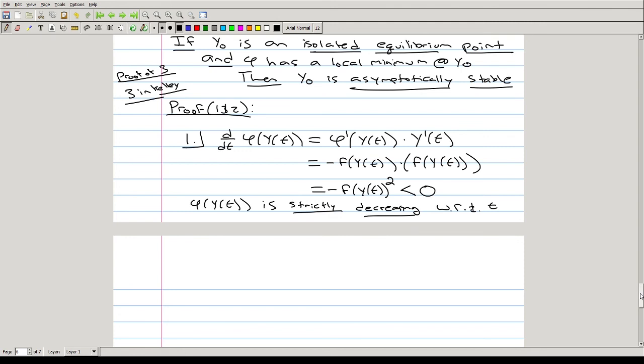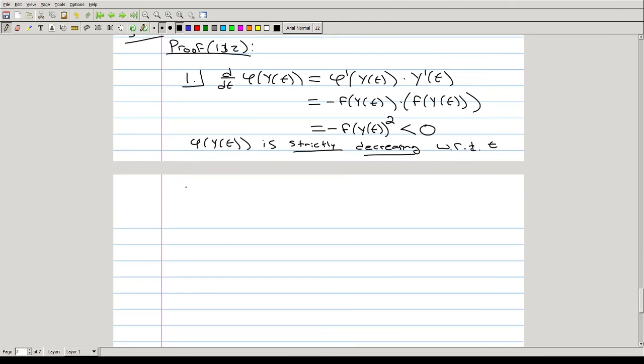And part 2 is also relatively straightforward to prove. It's really just calling on the definition that a critical point, or an equilibrium point, y naught is an equilibrium point if f of y naught equals 0, but by definition phi prime of y naught is equal to negative f of y naught. So this must also be equal to 0.